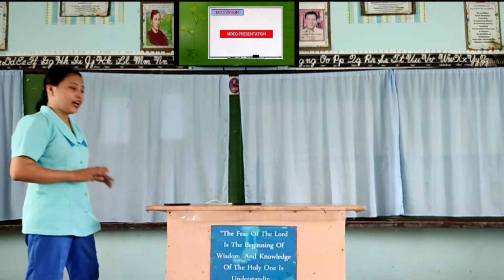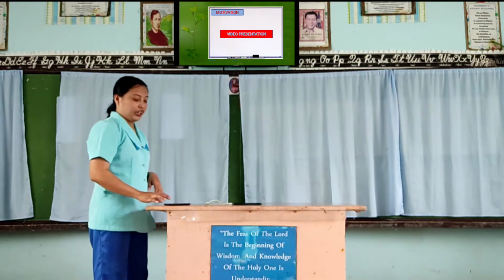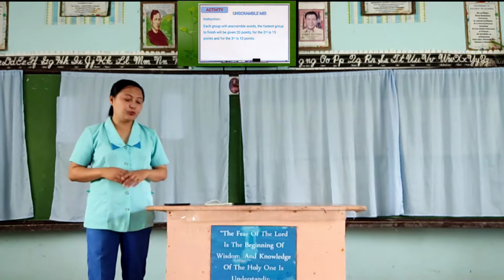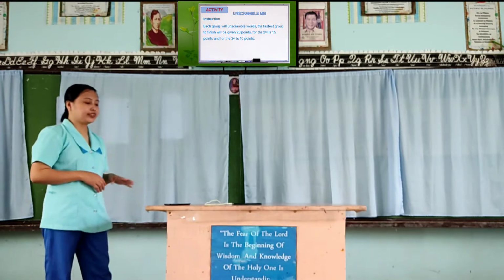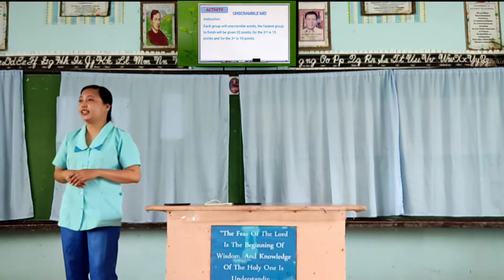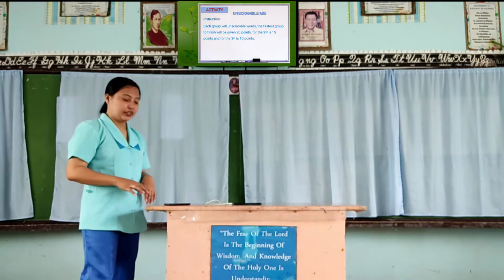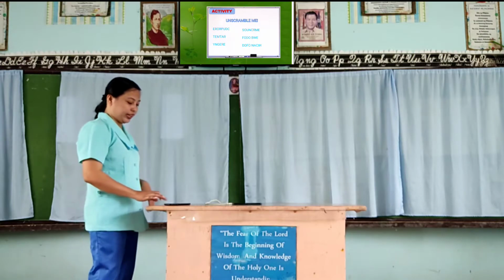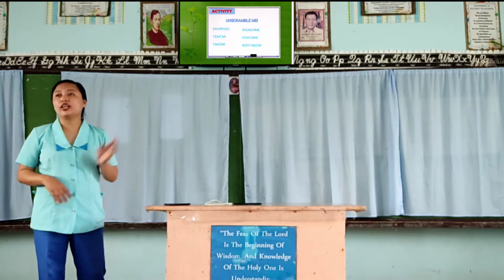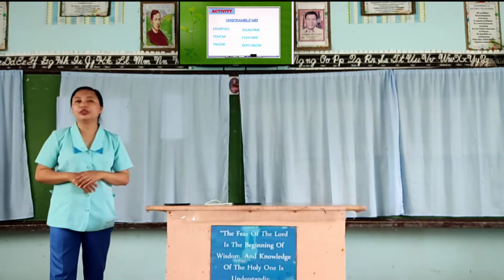Okay, now let's have our activity. Each group will unscramble the words. The fastest group to finish will be given 20 points. For second is 15 points, and for the third group is 10 points. This activity is called Unscramble Me. I will give you 3 minutes.